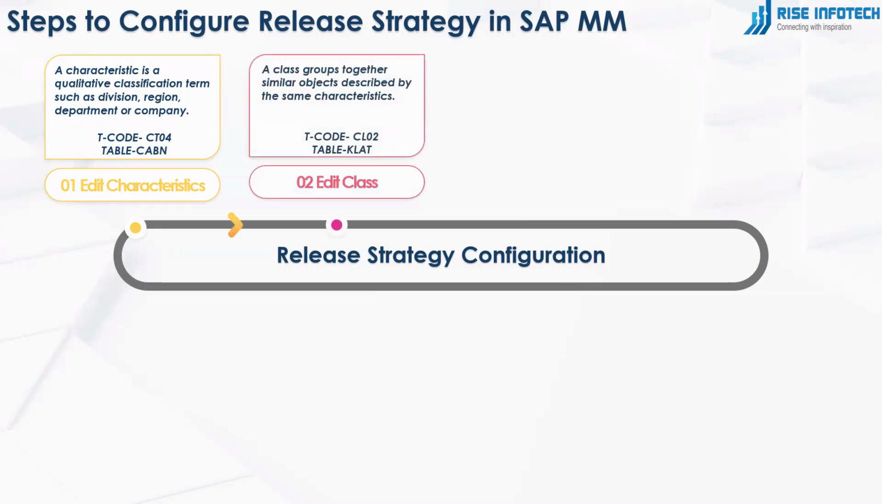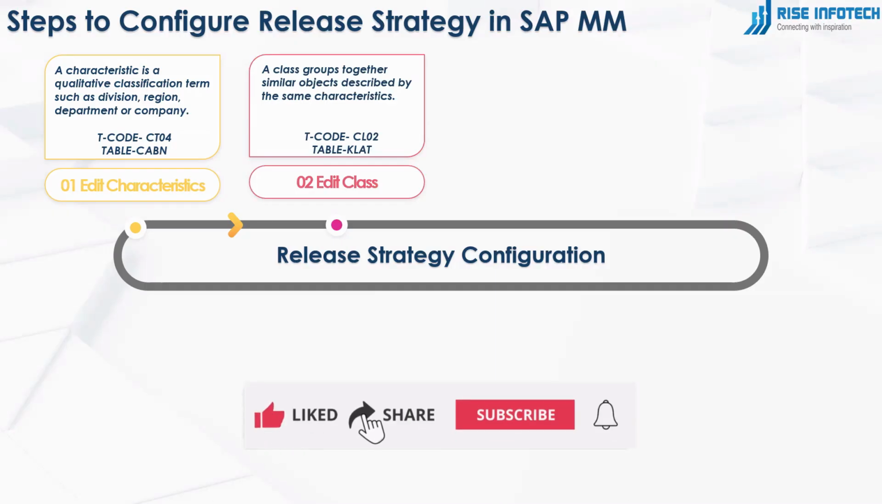Next is class. The class is the group which combines similar objects with the same characteristics. The T code used for edit characteristics is CT04, and the table is CAWN. The T code used for edit class is CL02 and the table is CLAS. These come under the define step.